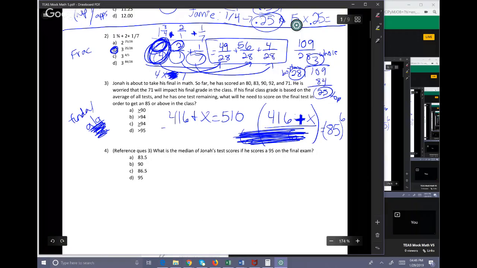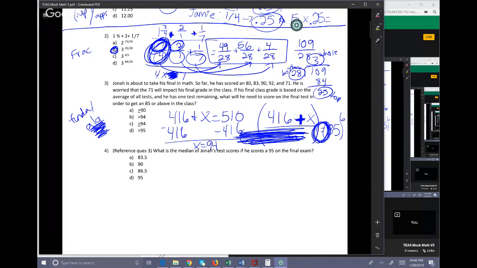Now you just need to do one more step to solve for X, which is just subtracting so that X is by itself. And what you will find is that you need a 94 at minimum. The fact that we used an equal sign over here says that we solved for the lowest possible test score that would allow us to do what we're trying to do.